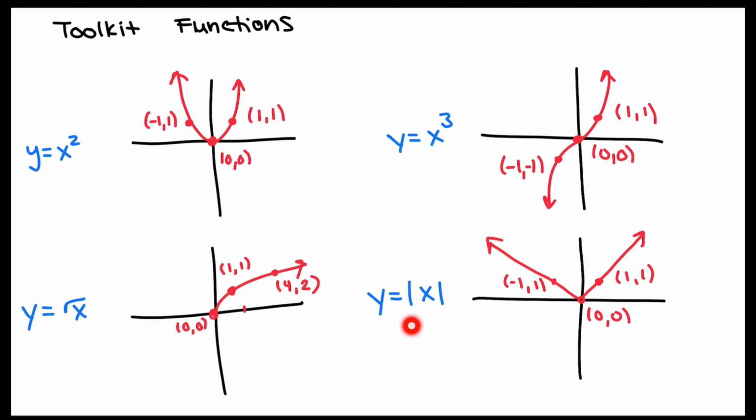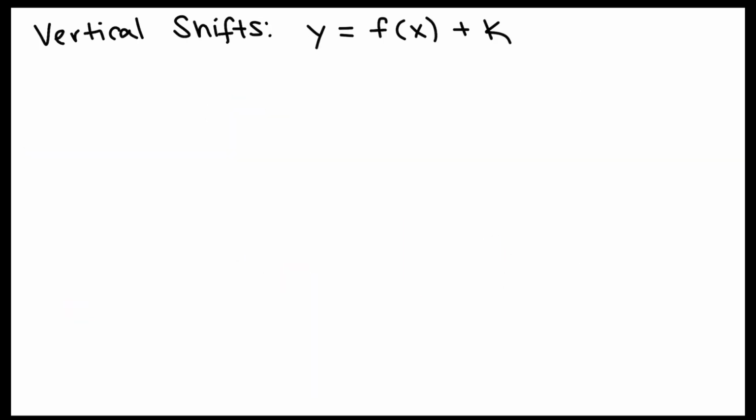And then finally, our absolute value function looks like a V, also goes through the origin, (1, 1), (-1, 1). So there are some other basic parent functions or toolkit functions, but these are the four that I'll be working with in this video. So we're just going to run through all the different ways we can transform a graph or modify an equation and see how that impacts our graph.